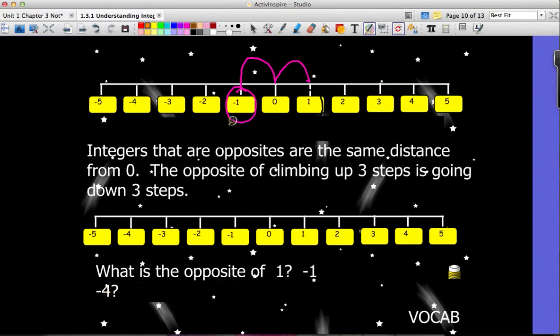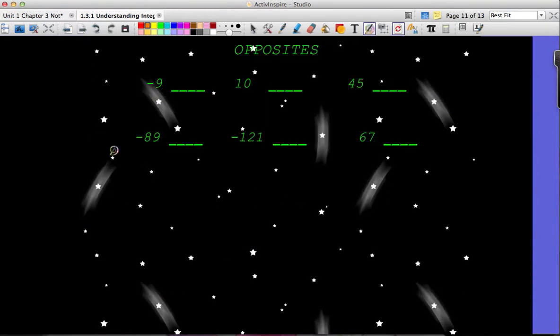So what is the opposite of -4? If I'm 1, 2, 3, 4 spots away from 0, then I have to go 4 spaces the other way: 1, 2, 3, 4. So the opposite of -4 would be a +4. So I want you to take a minute and try to find the opposites of all of these numbers. When you come back, we'll go over your answer.